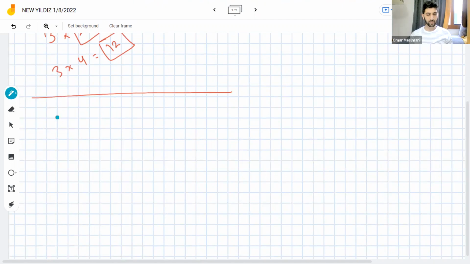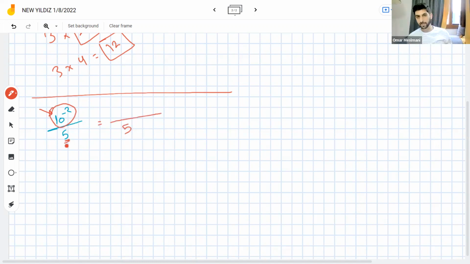Let's say I have 10 power negative 2 over 5. Okay, what is the answer right now? Ask yourself, where is the problem? The problem that I have is the negative as a power here. You see, at the numerator here, we have a negative as a power. So what I'm going to do, I'm going to move this one. I'm not going to touch the 5, so I'm not going to change its place. Why? Because I have no problem with it. You understand? I have no problem with the 5. So basically, this is what is happening.